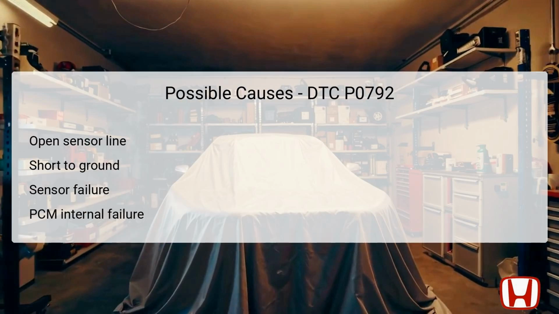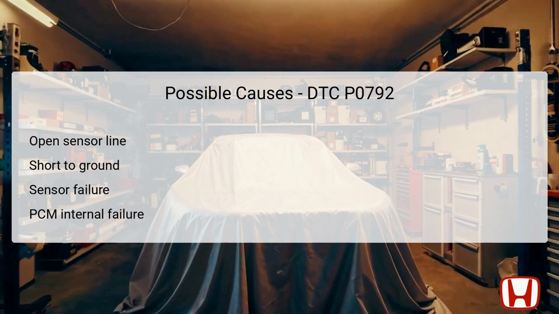The potential causes of DTC P0792 include several critical issues related to the CVT drive pulley speed sensor and the vehicle's electrical systems. First, an open sensor line, which could result from a loose connection or disconnection, would impede the sensor's ability to transmit signals to the PCM.